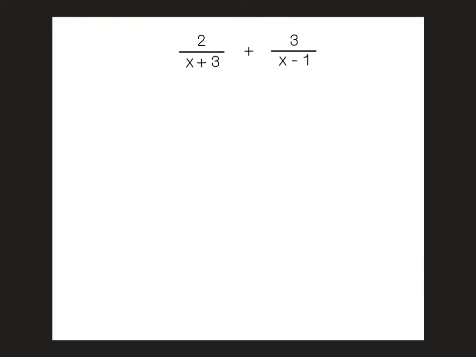Our second example is going to start the same way. We want to start by figuring out what the least common denominator would be. Again, start by writing down the entire first denominator.